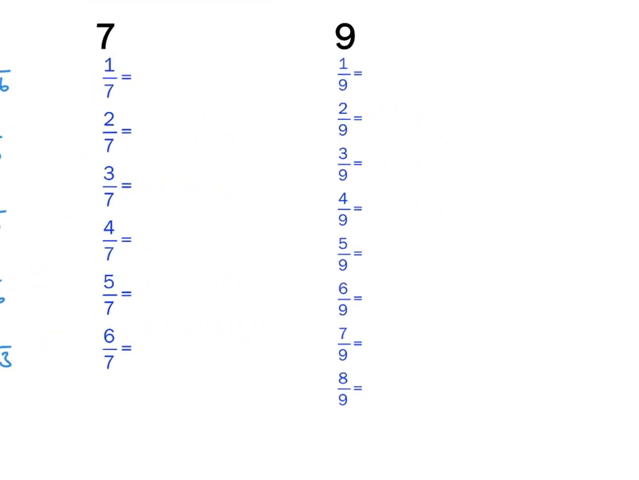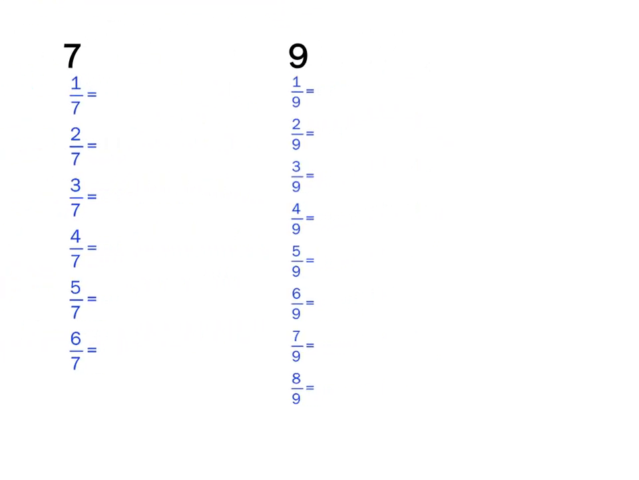Now, we'll do the 7s last because they're a little wonky. First the 9s. 1 out of 9 is 0.1 repeated. So 0.1111111. 2 out of 9 is 0.2 repeated. What do you think 3 out of 9 will be? 0.3 repeated. Oh, okay. And it just keeps going like that. 0.4 repeated. 0.5 repeated. 0.6 repeated. 0.7 repeated. And 0.8 repeated.